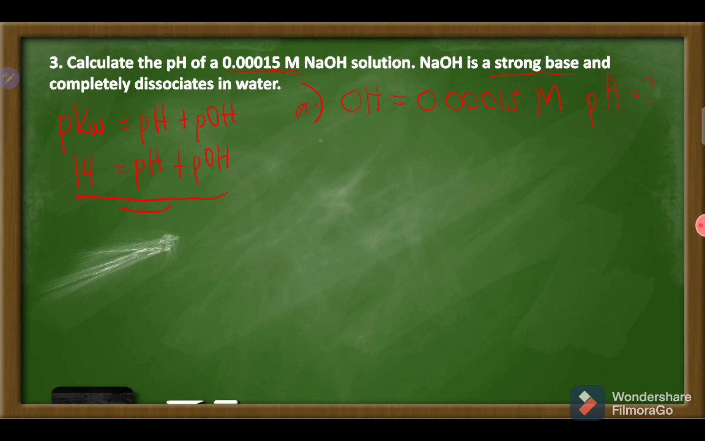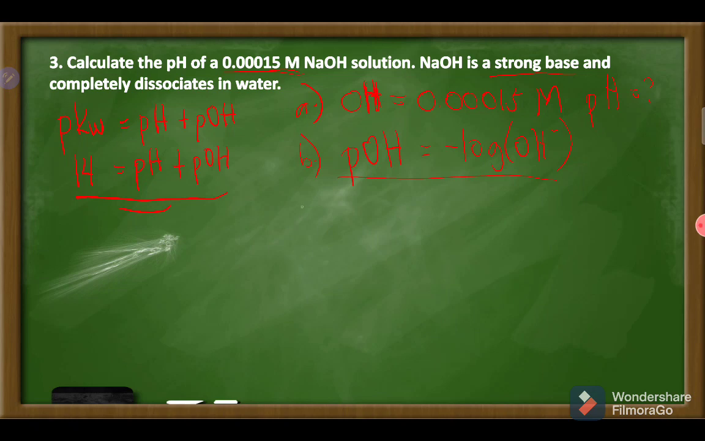Now, for letter B, we are going to place the formula. Since we have the given OH, not H, and if you can remember, we have the formula pOH for bases. We can use that, which is equal to negative log times OH. So remember, if the given is an OH, you can use this formula: pOH is equal to negative log times OH.